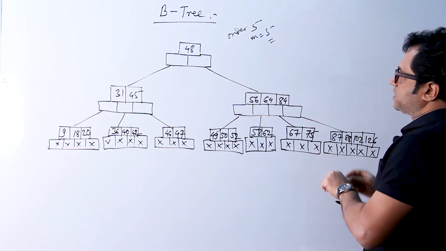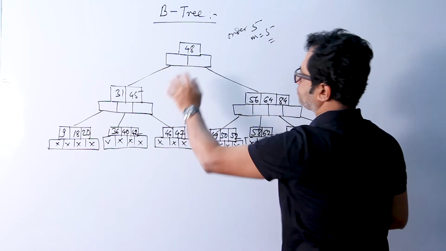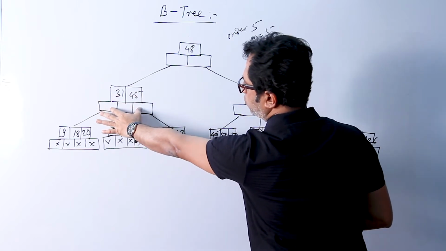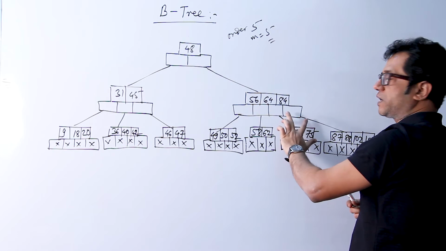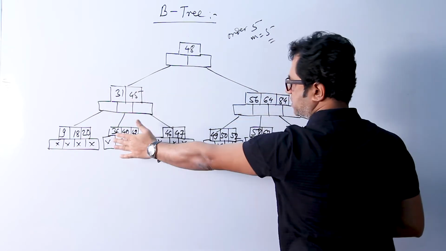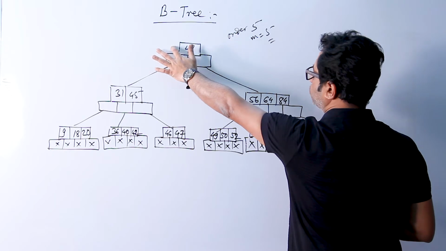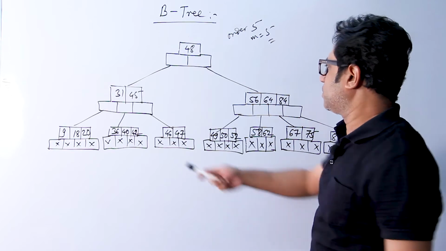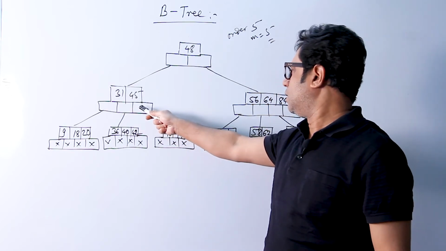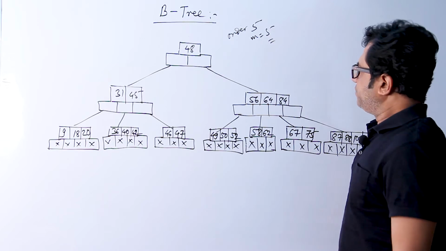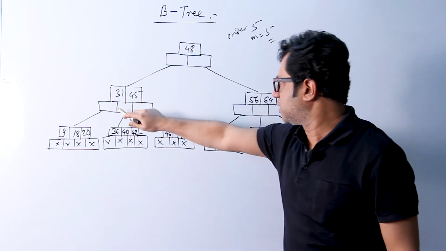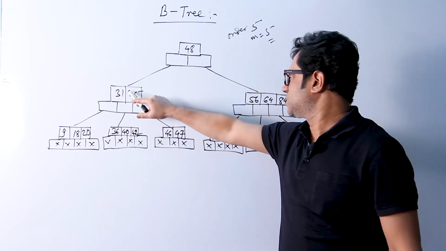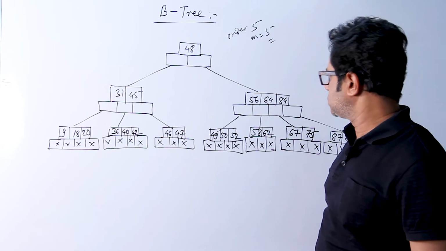In this case, we see that the root node has one key value with 2 child nodes. This has 2 key values with 3 child nodes. This has 3 key values with 4 child nodes. In all the internal vertices, except the leaf nodes and the root, we can see that the number of key values is 1 less than the number of child nodes leading from them. So there are 3 child nodes and 2 key values, and 4 child nodes and 3 key values.